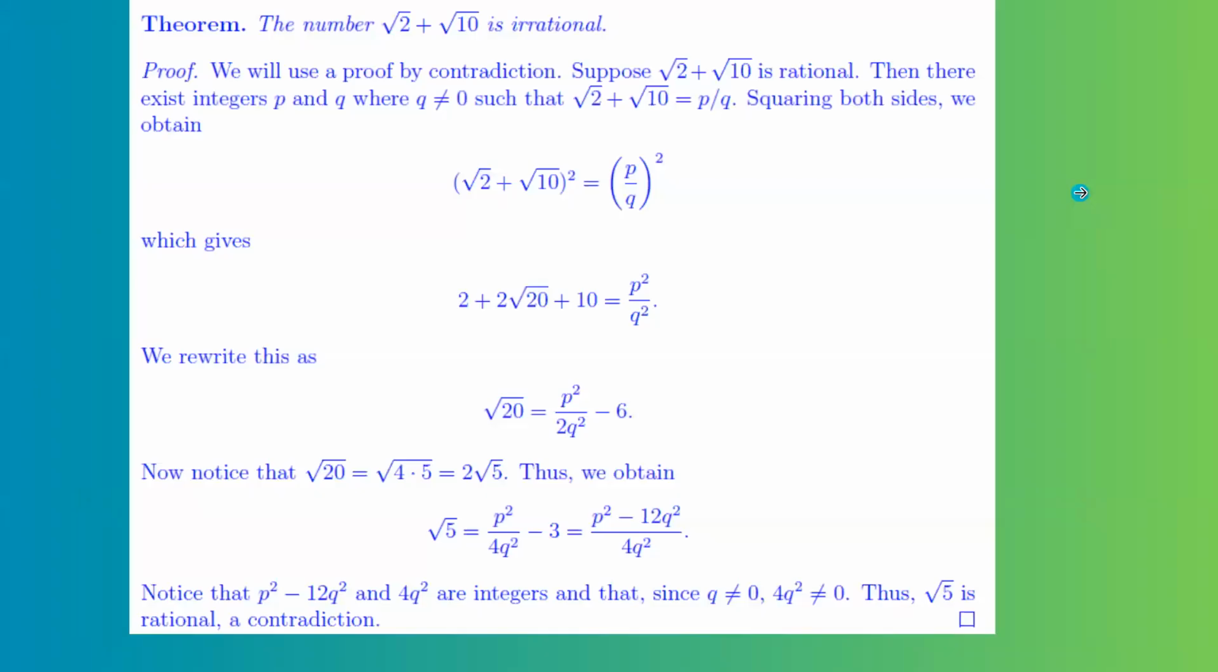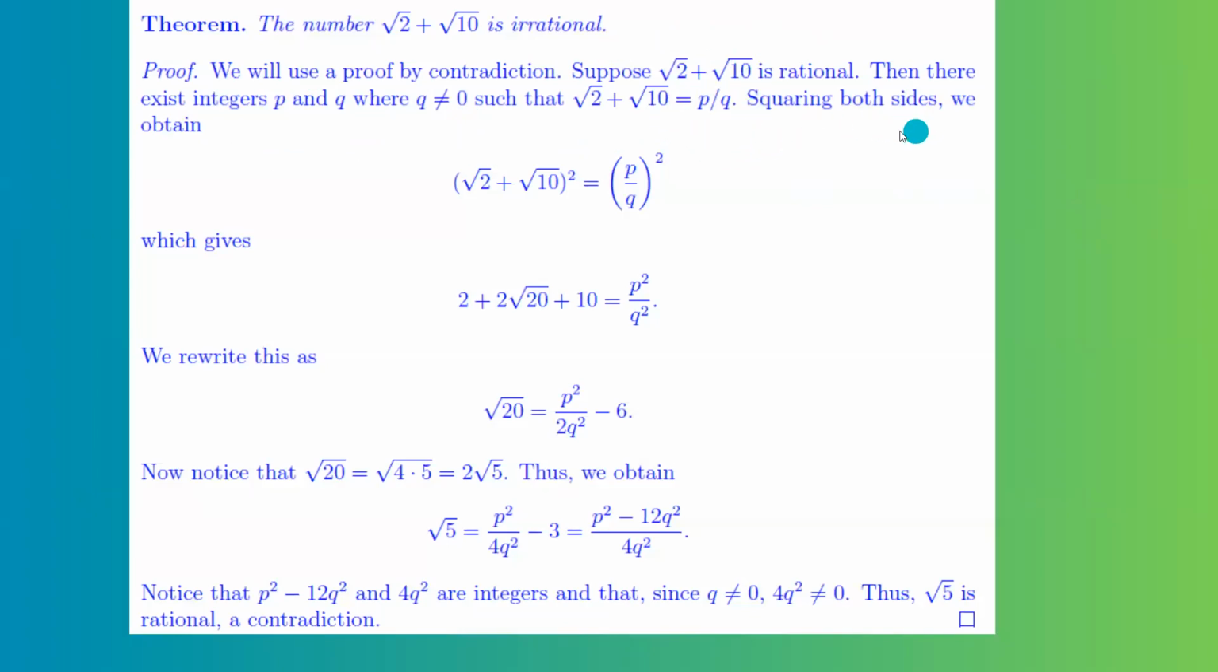Very good. So let's take a look at the step-by-step work. We will use the proof by contradiction. Suppose the square root of 2 plus square root of 10 is rational. Then, since it's rational, you can find two integers p and q such that the denominator is not 0 and square root of 2 plus square root of 10 can be written as p over q.